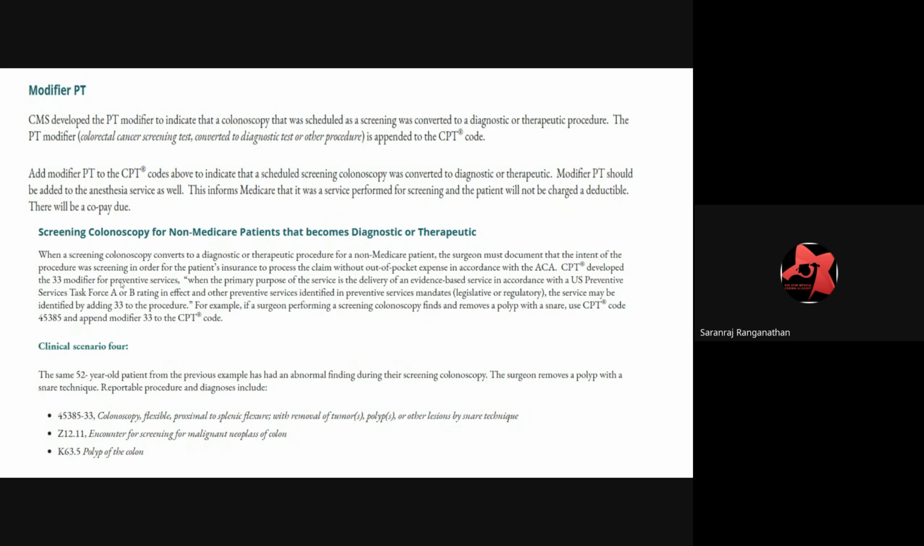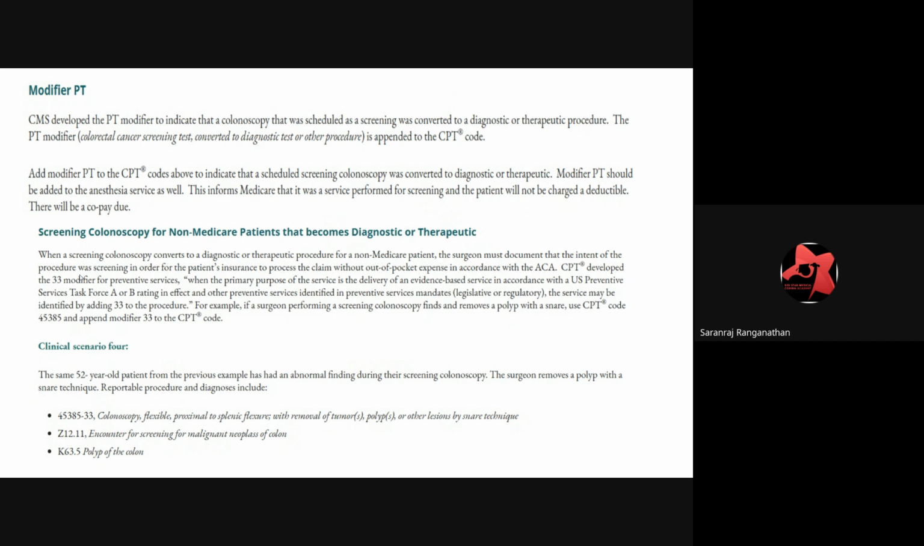That one they have given here. When screening colonoscopy is converted to a diagnostic or therapeutic procedure for the non-Medicare patient, the surgeon must document that the intent for the procedure was screening in order for the patient's insurance to process the claim without out-of-pocket expense in accordance with the ACA.